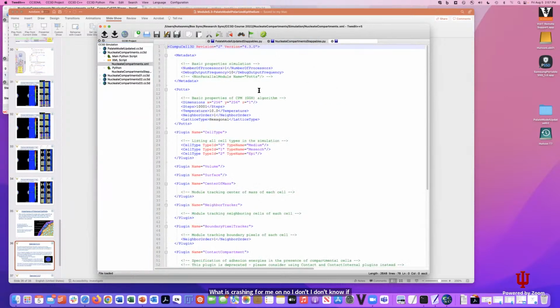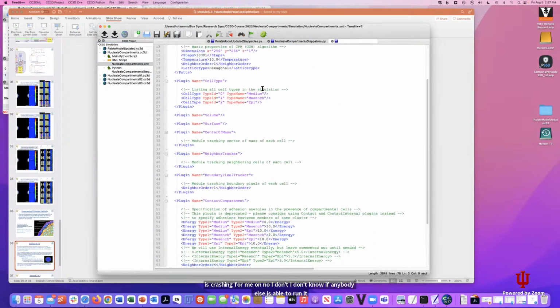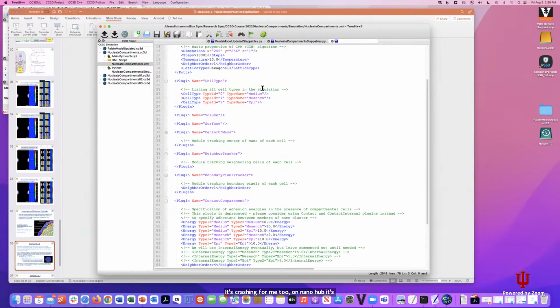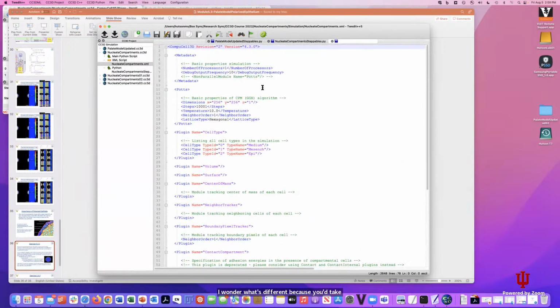It's crashing for me too on NanoHub. It's interesting. I wonder what's different, because you'd think that they both either run or not run, but in fact one of them runs on NanoHub and not local, and one of them runs local and not NanoHub. I'm not sure. Let me see if I can find out. I'll take a quick look, but I think everybody can run the full model on NanoHub.